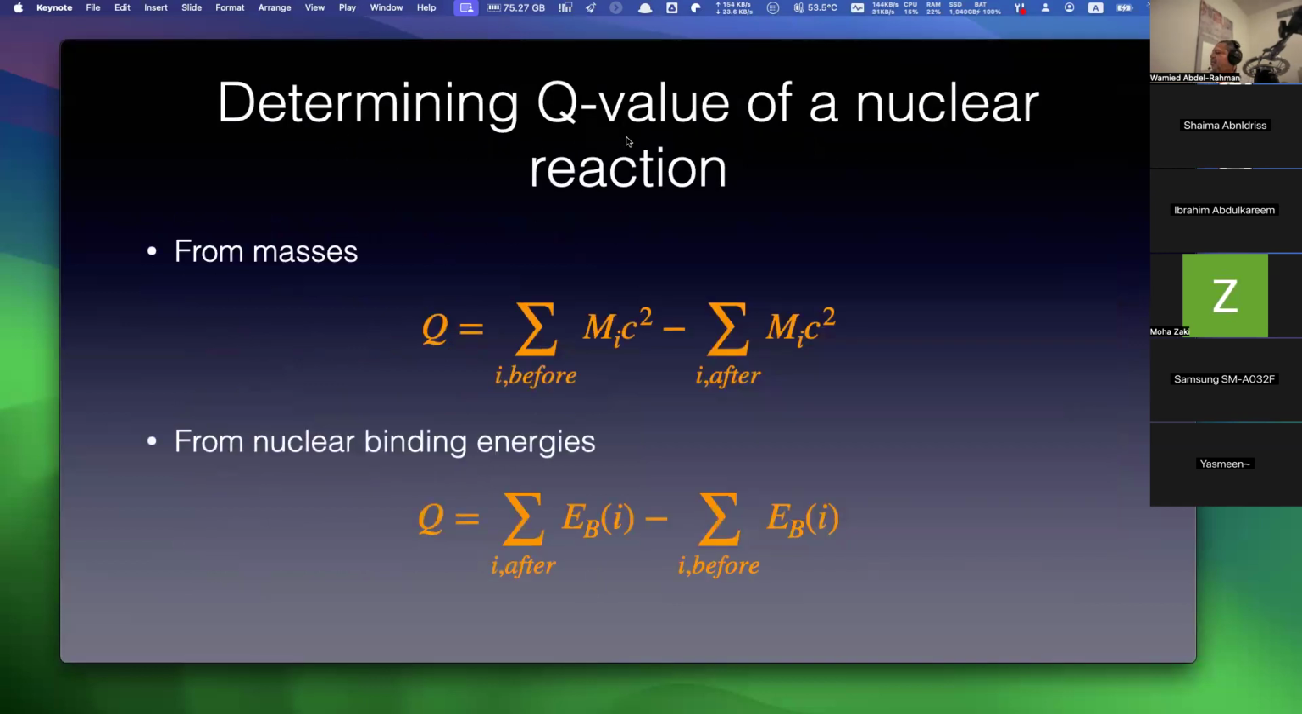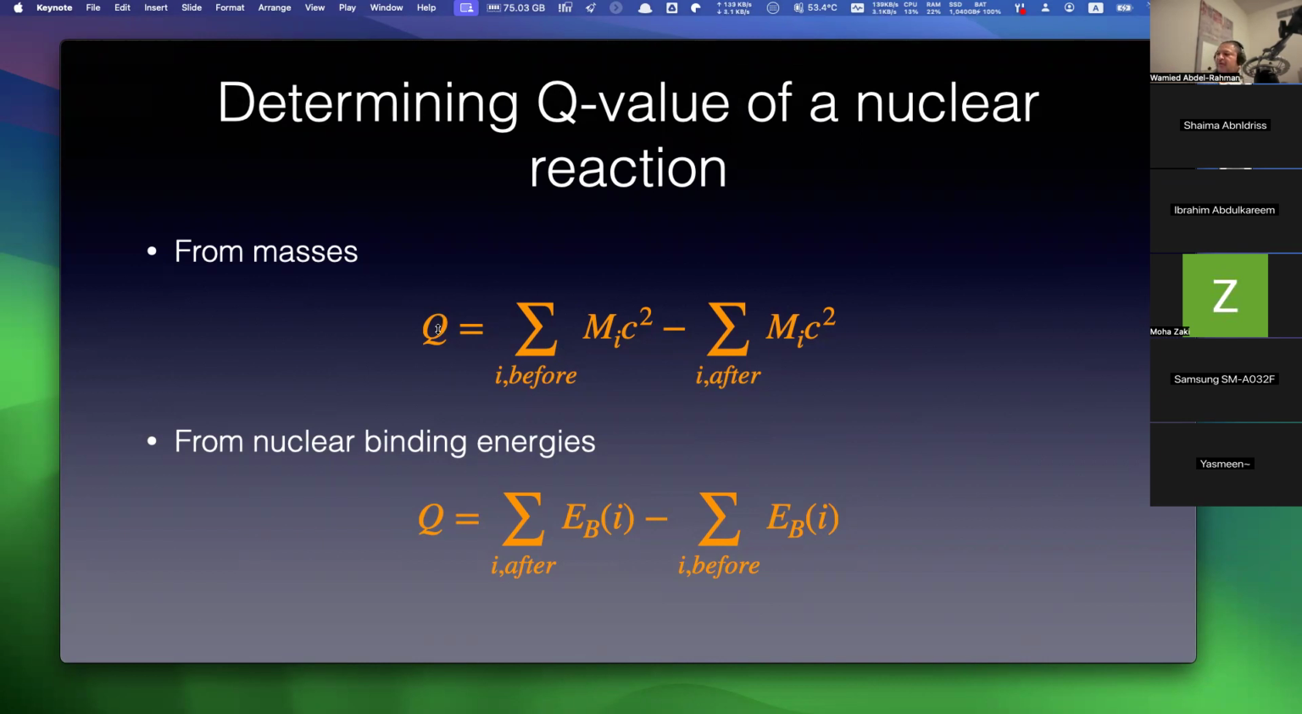So how do we determine the Q value of a nuclear reaction? We can use the masses of the particles before the interaction, and the masses of the particles after the interaction, and we take the difference. So here's before and after. Take the difference between the two. This will give me the Q value of the nuclear reaction.